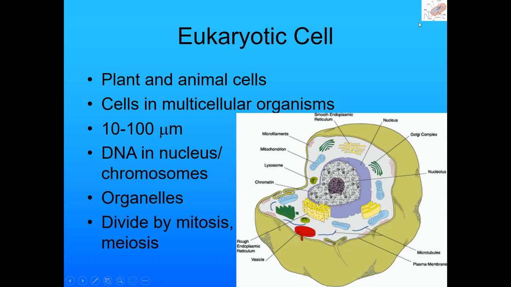There's a prokaryote over here. Those are the cells in plant and animal cells. Those are the cells in multicellular organisms. They're between 10 and 100 microns in size. Their DNA is in the nucleus. They have chromosomes. They have organelles to deal with that diffusion problem. And they divide by mitosis and meiosis.